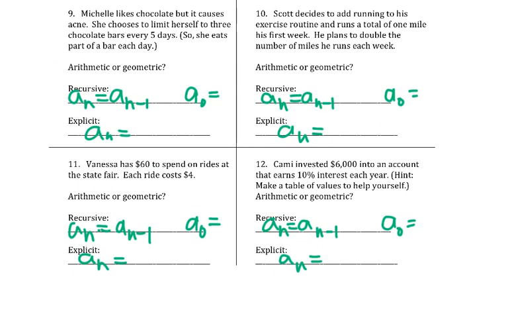Okay, number 9. Michelle likes chocolate, but it causes acne. She chooses to limit herself to 3 chocolate bars every 5 days. So she eats part of a bar each day, basically. Okay, so I would like to think of this as a table.